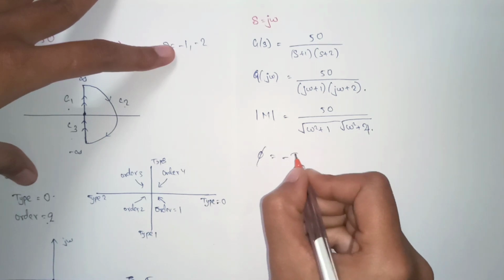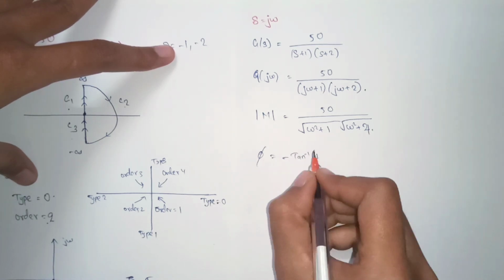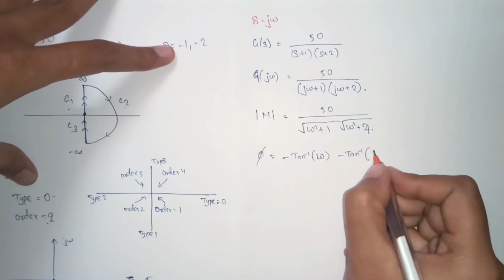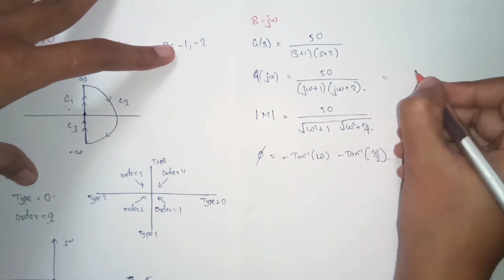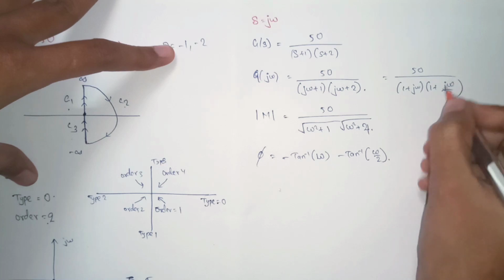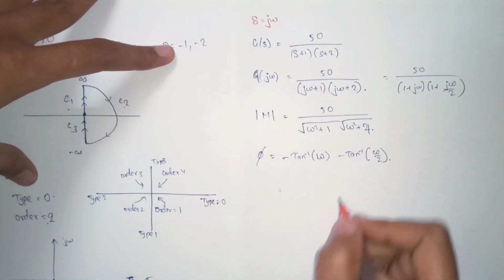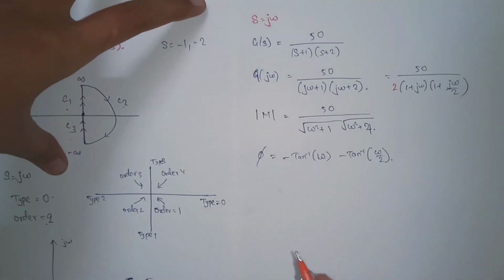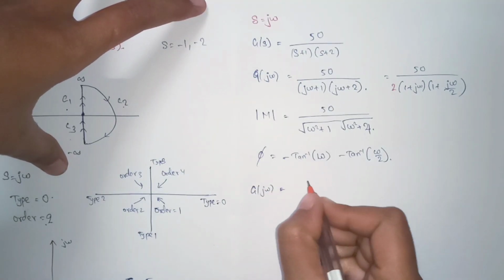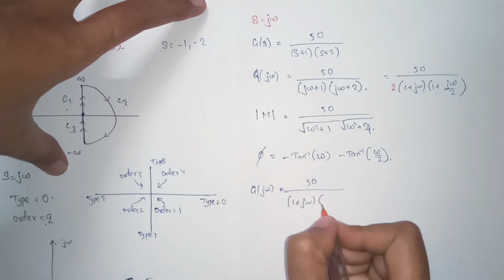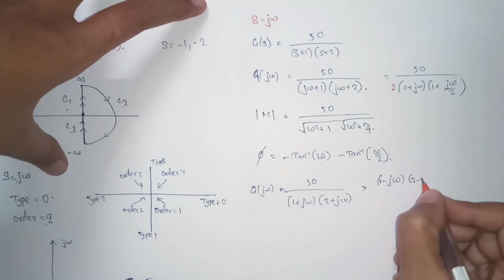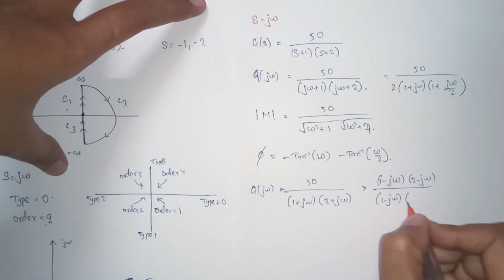Then we can write the phase as minus tan inverse of omega minus tan inverse of omega by 2, because after converting it into standard form, that is (1 plus j omega) and (1 plus j omega by 2), this is j omega by 2, that's why we took omega by 2. Fine. Now we will separate the imaginary and real parts by rationalizing the equation. So this is the equation: 50 by (1 plus j omega)(2 plus j omega). We will rationalize it by multiplying by (1 minus j omega)(2 minus j omega) over (1 minus j omega)(2 minus j omega).